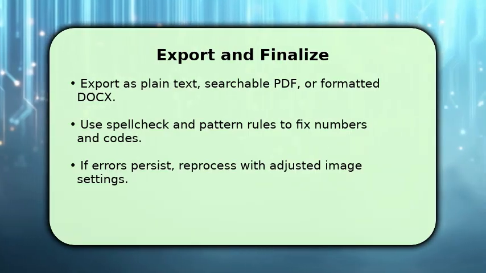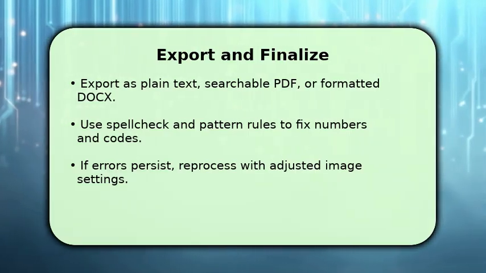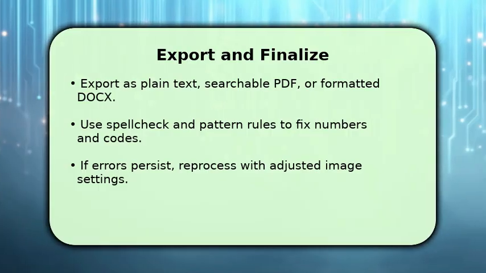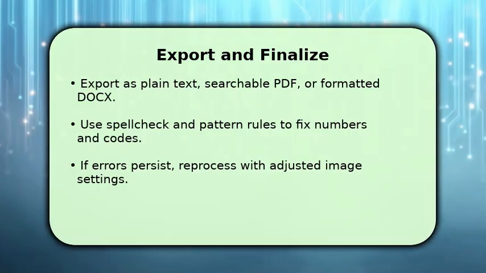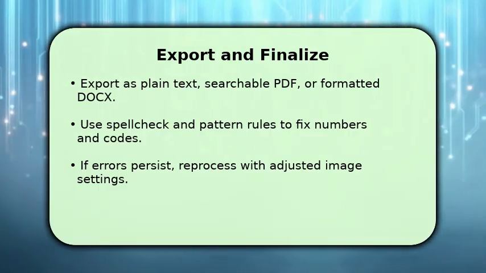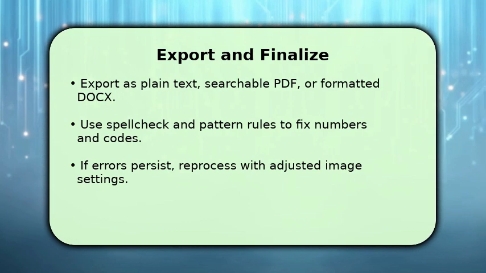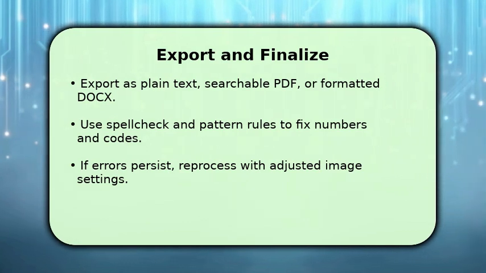If you still see systemic errors, go back and reprocess the image with different thresholding or higher DPI. Repeat until accuracy is acceptable. One troubleshooting tip. If OCR fails on a region, crop and rescan that area.